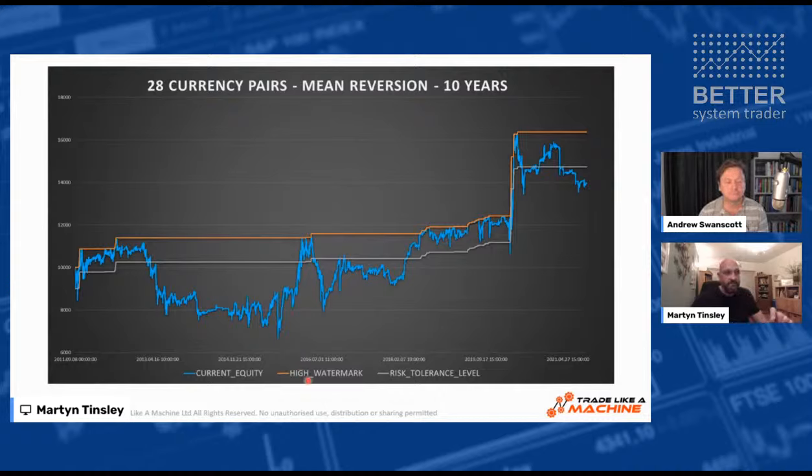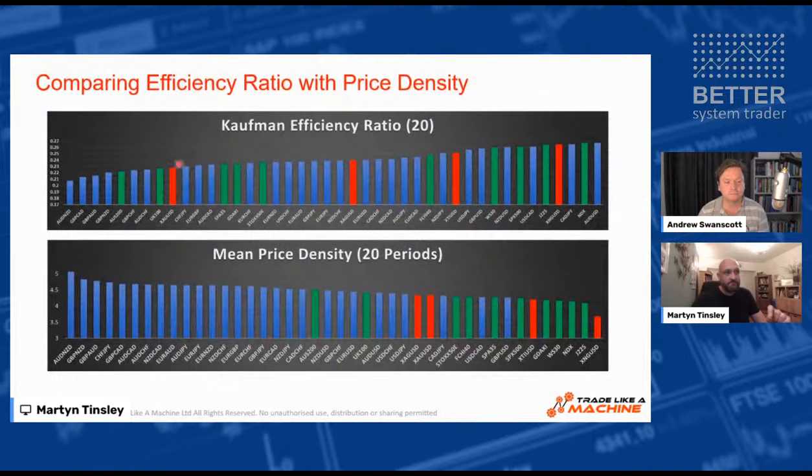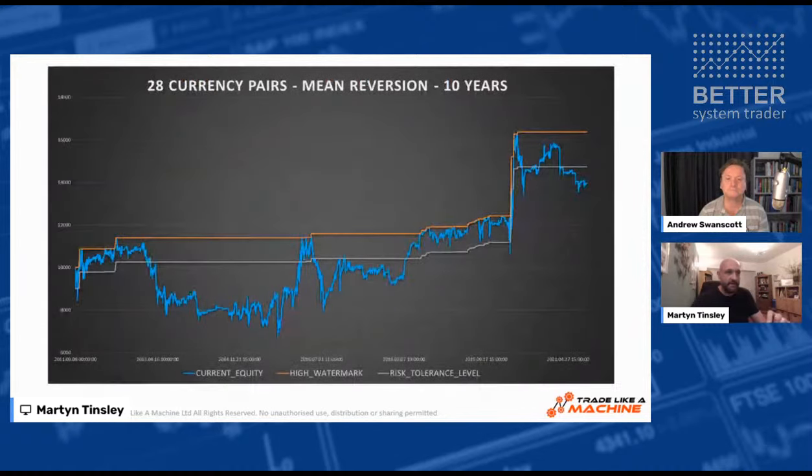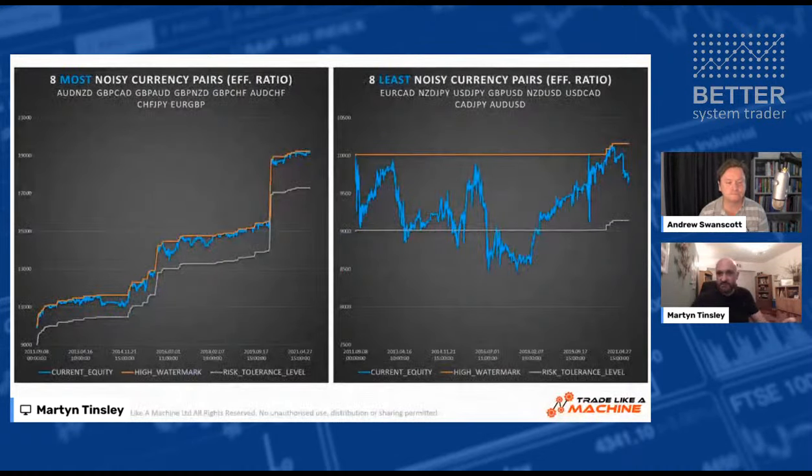But let me show you what happens if you now take just the 8 currency pairs that are the most noisy, and you take the 8 currency pairs that are the least noisy. And what you get is this. And this is, wow, just a really clear example, I think, of the effect of noise. So on the left-hand side here, we've taken the 8 most noisy currency pairs.